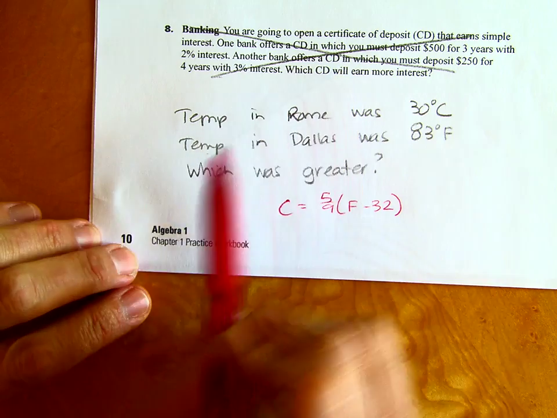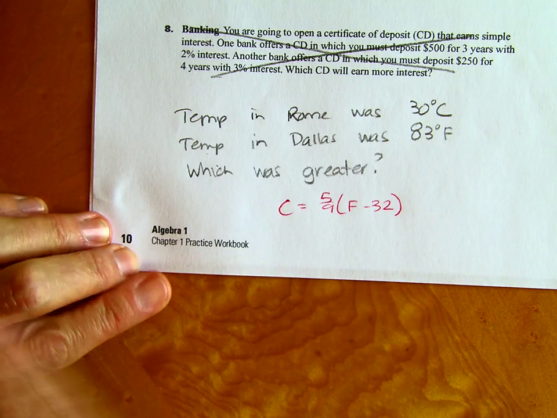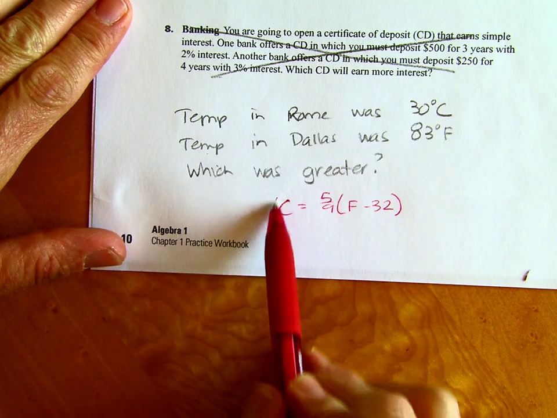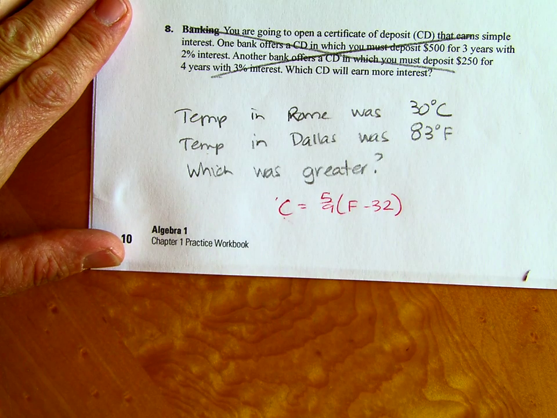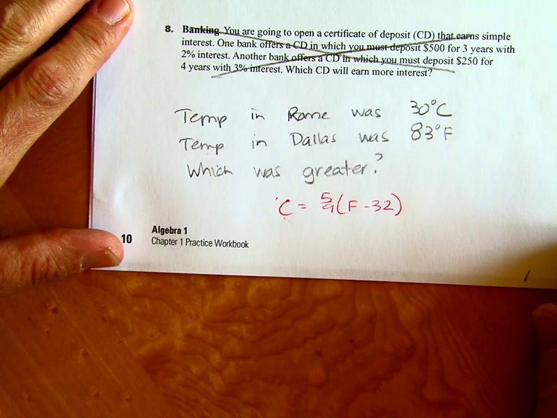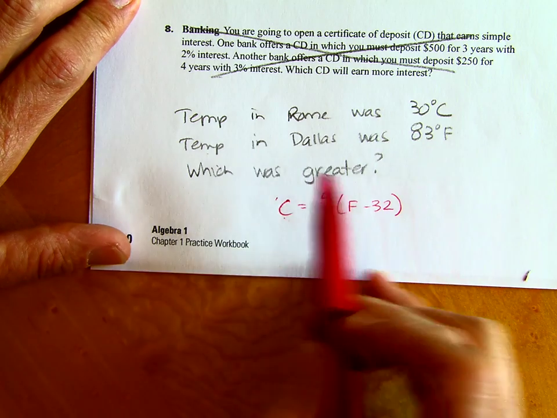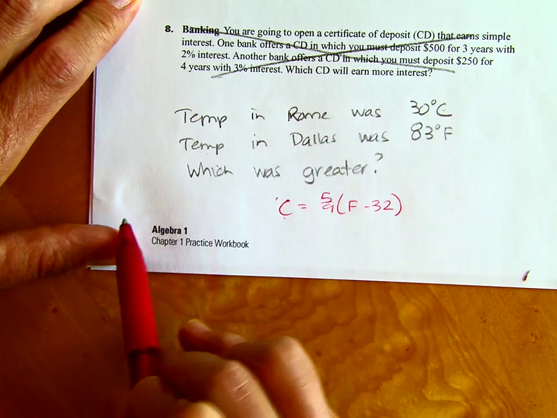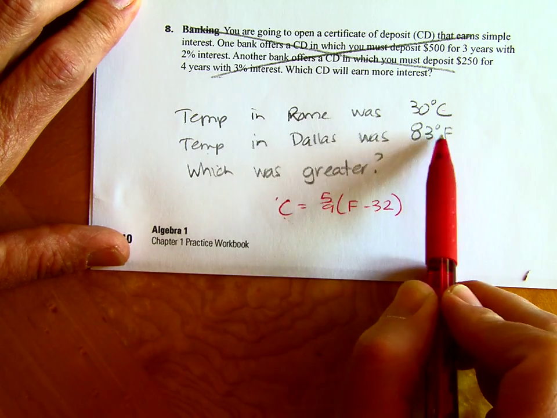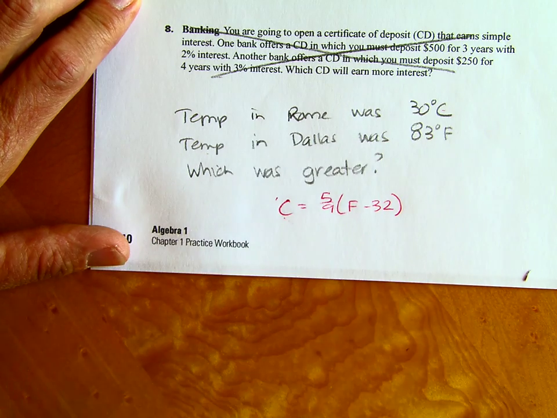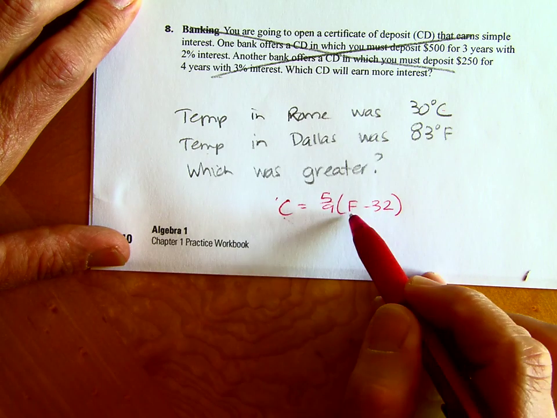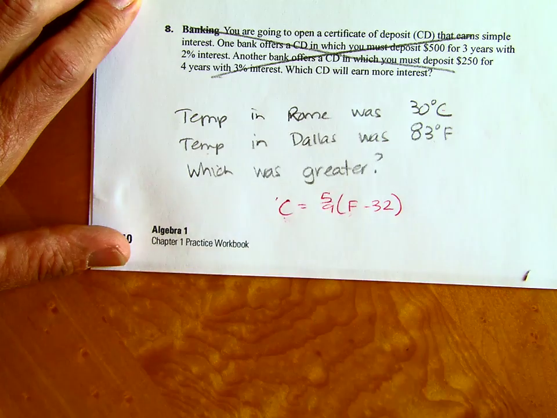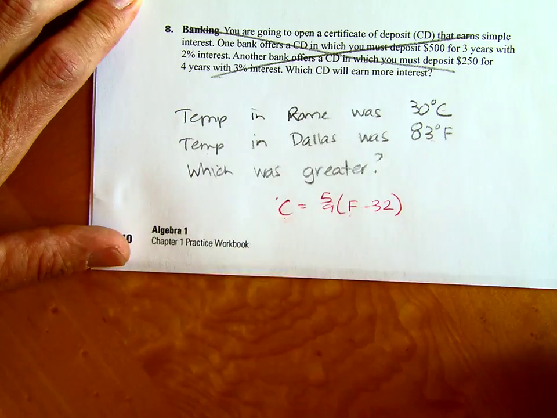I crossed this one out because I know there's a couple on your practice about temperature, so I wanted to use the conversion formula. This is a formula. I like to differentiate between formulas and relationships. So the temperature in Rome was 30 degrees Celsius. The temperature in Dallas was 83 degrees Fahrenheit, which was greater. Well, since I'm given the formula that converts Fahrenheit to Celsius, I'm going to convert that to Celsius.